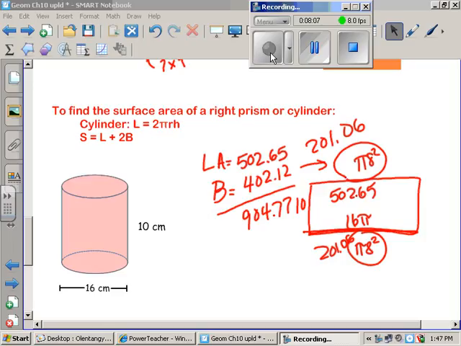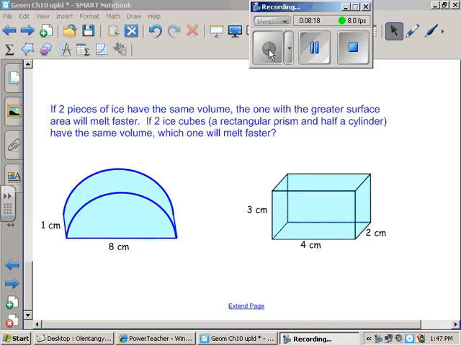So your final answer would be, if you had the bases, which is 402.12, and the lateral area, which is 502.65, you add those up, you get 904.77. Okay, now see if you can take a minute and solve these, and we'll check your answers tomorrow.